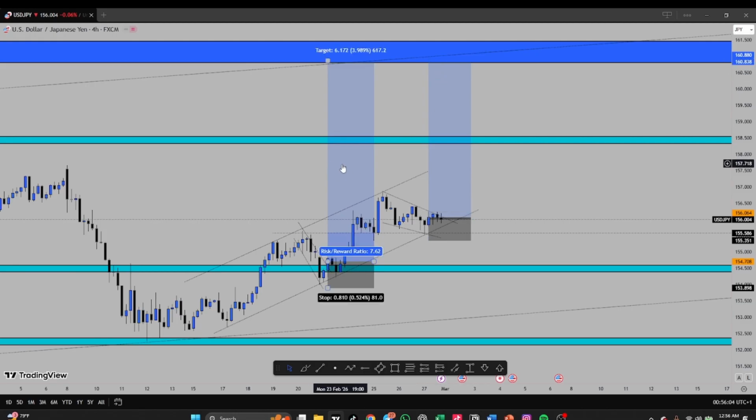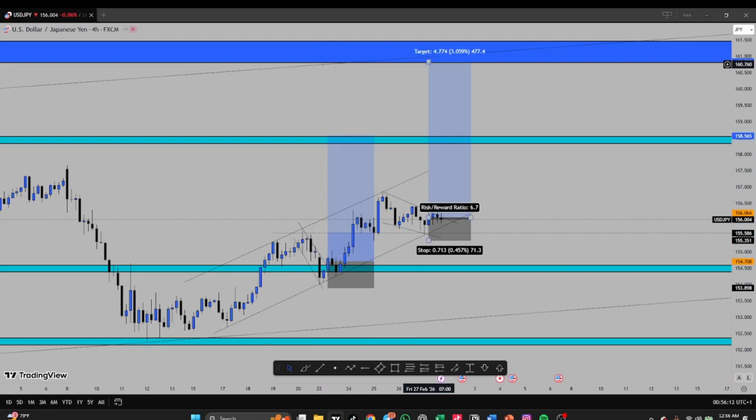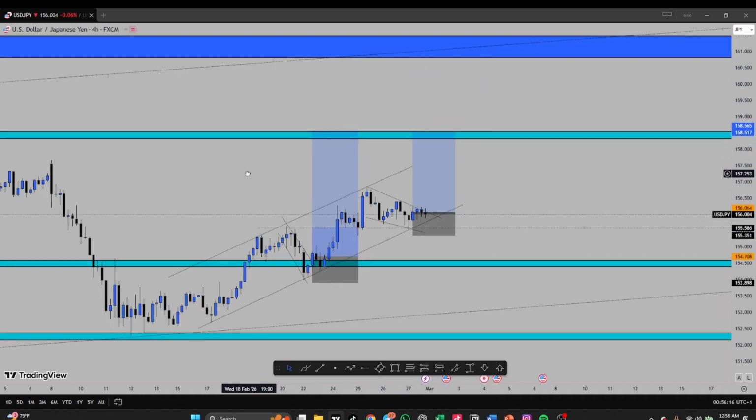My first trade is a ratio 7, second trade a ratio 6. But if we get here, I may be looking to exit fully, because when we get here, I would have already acquired a decent amount of pips. This is ratio 4, this is ratio 3. Approximately together might be giving me ratio 8. So when the market opens, we are going to see what the market has for us.